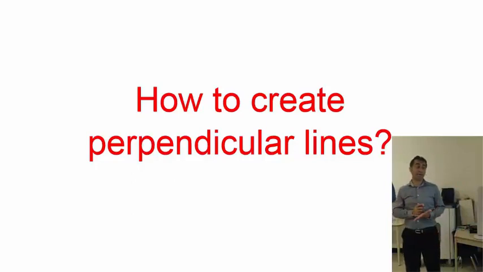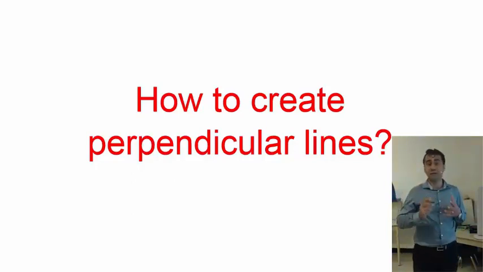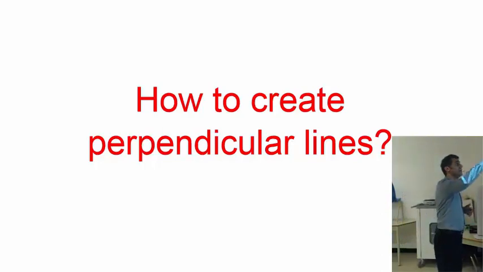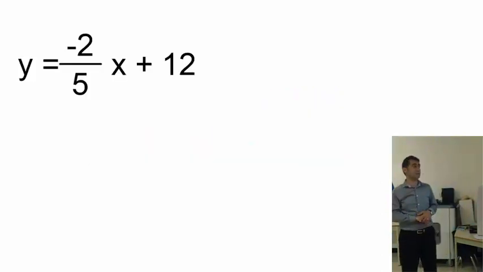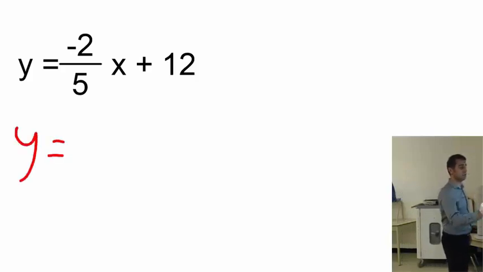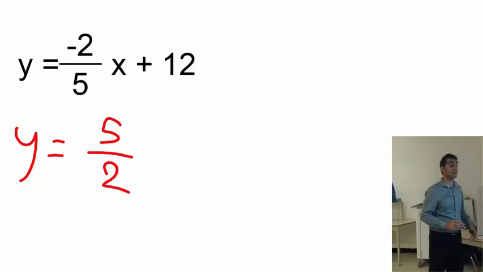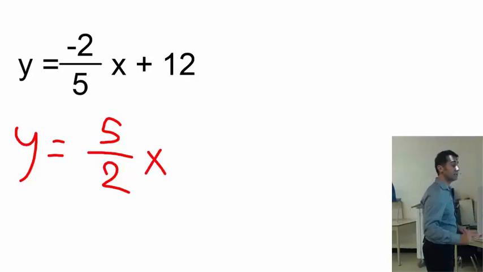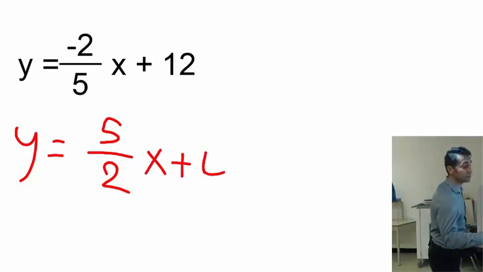How to create a perpendicular line? We touched on this at the beginning of the video. Let's just do it very quickly. We have a fraction here, that's good. y equals, make the division line, 5 goes up, 2 goes down. You need the opposite sign. We have the negative here, so I'm going to keep it as positive x. Now I'm going to write down whatever number I feel like, plus 4.